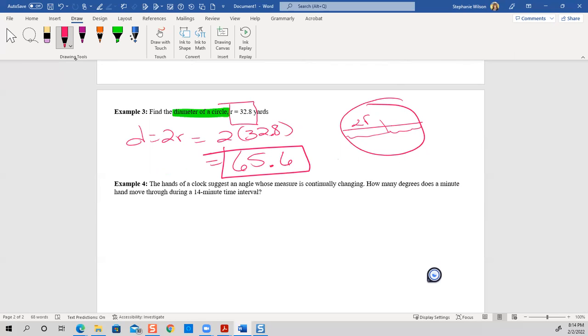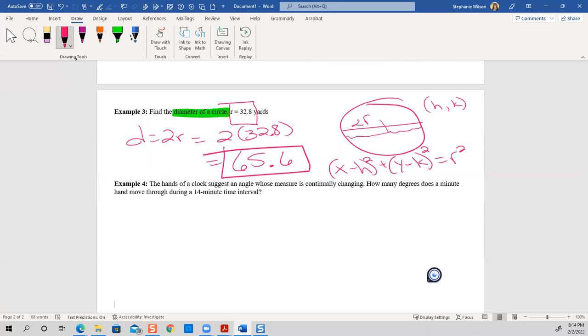And the formula of a circle is (x minus h) squared plus (y minus k) squared is equal to r squared, where r is my radius, h comma k is the center of the circle. Now, our last example. We have hands of a clock suggest an angle whose measure is continually changing. How many degrees does a minute hand move through during a 14-minute interval?